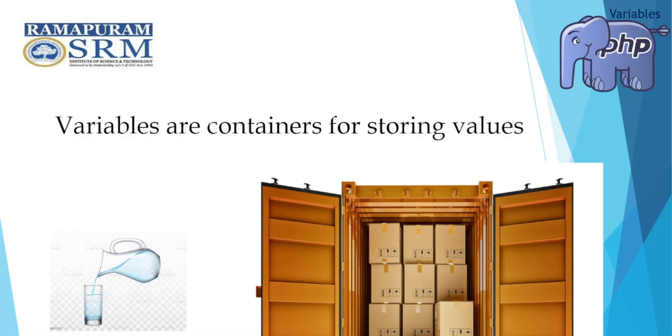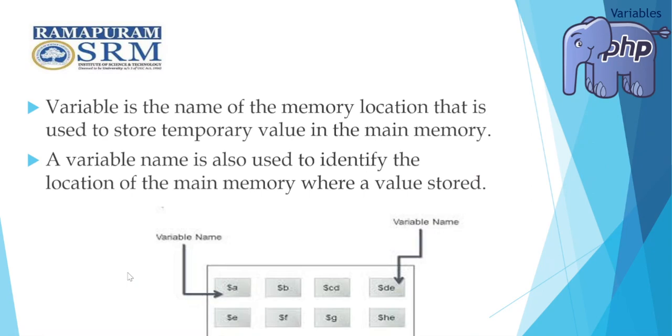So if you want to use the values, they should be stored in a variable, so this value can be used throughout the program. And whenever we declare a variable, memory locations will be allocated in the memory and we can refer to the memory with the variable name. The variable name is used to identify the location of the main memory.